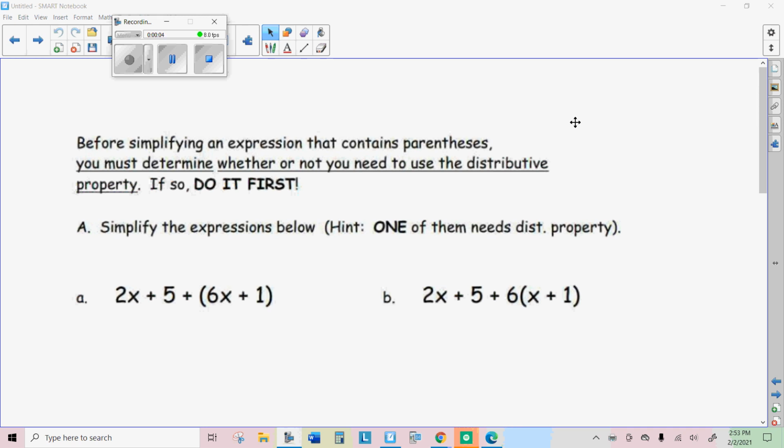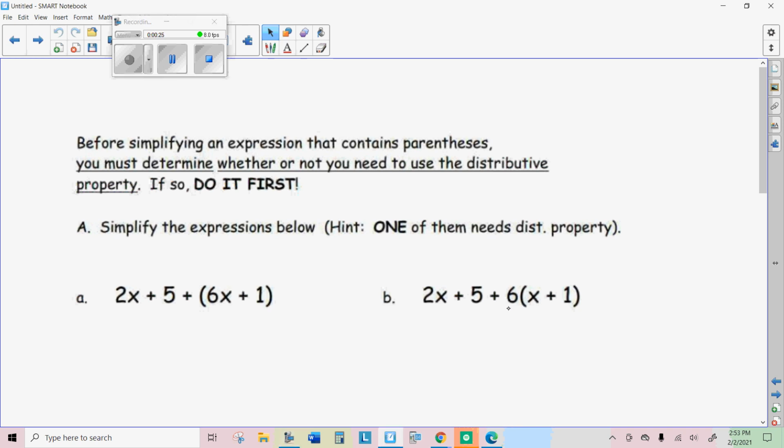Mr. Hermanson again. We're doing a little more on lesson 6.1e. Today we're going to put it all together, use the distributive property and combining like terms to simplify expressions. So you will have to figure out whether you need to use the distributive property or not.